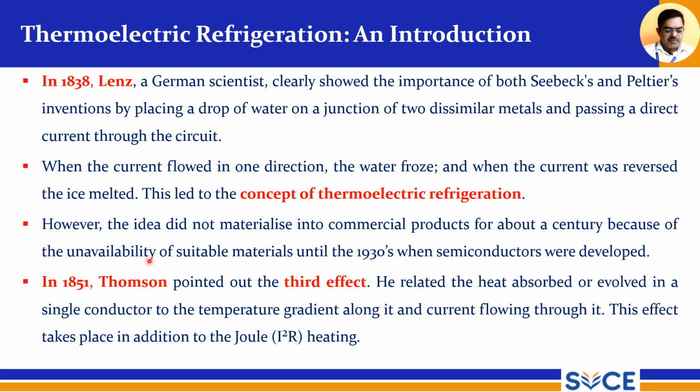In 1851, Thomson pointed out the third effect. He related the heat absorbed or evolved in a single conductor to the temperature gradient along it and the current flowing through it. This effect takes place in addition to Joule's I squared R heating. Thomson arrived at a statement similar to those of Seebeck and Peltier.